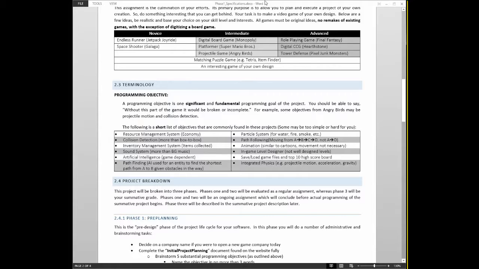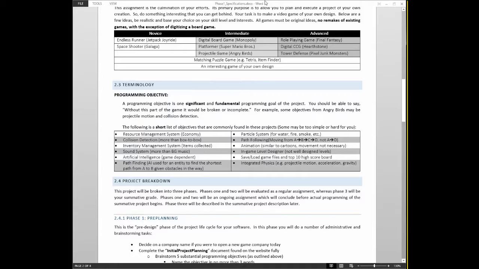So what I've done here, as you can see on the screen, is I've come up with 12 common programming objectives that I've seen over the years on behalf of the students. Now these objectives, depending on how far you go with them, can be more complex or simplified based on what you choose to do with it.